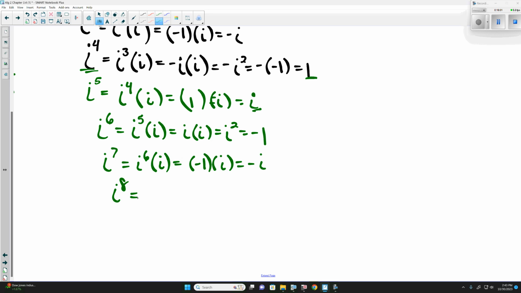Because i to the fifth is indeed i. i to the sixth was the same as i squared, which is negative 1. i to the seventh, we got negative i, which is the same as our i to the third. And i to the eighth is 1, because it's i to the seventh times i. Well, i to the seventh is negative i. Negative i times i is negative i squared, which would just be negative negative 1, which is just 1. What would i to the ninth be?